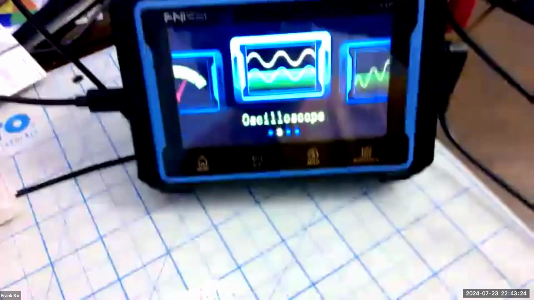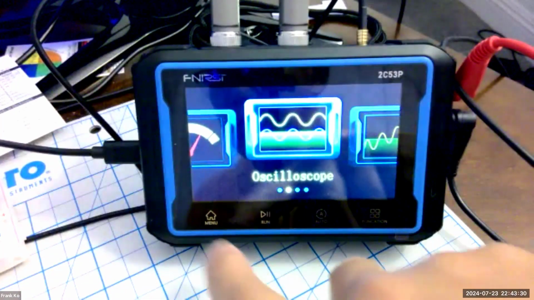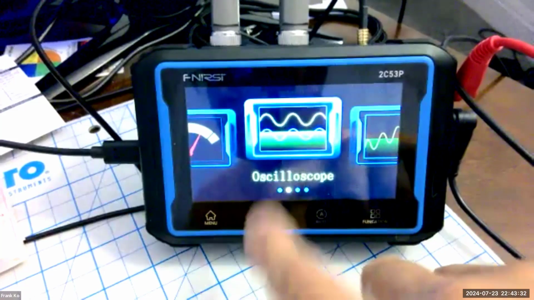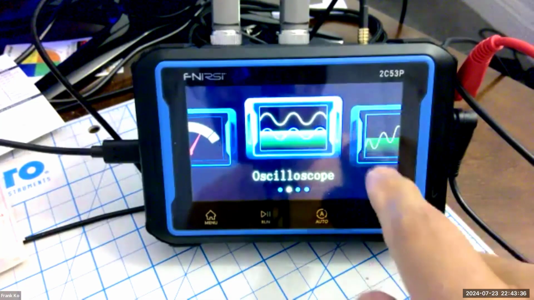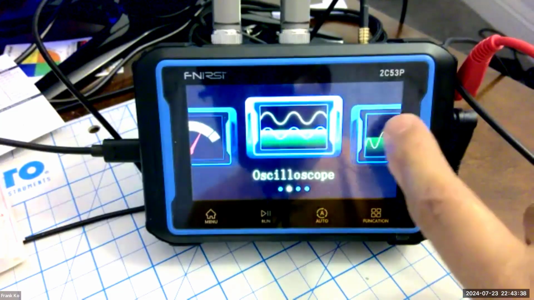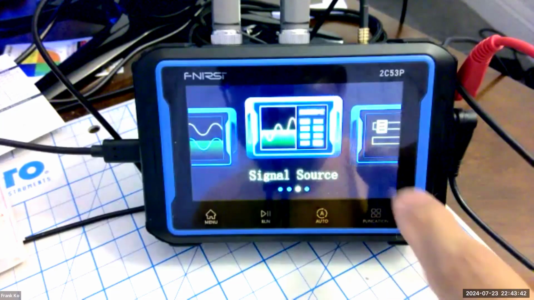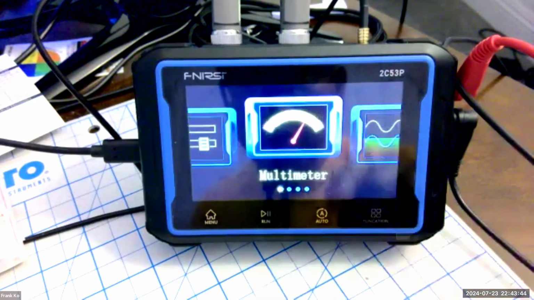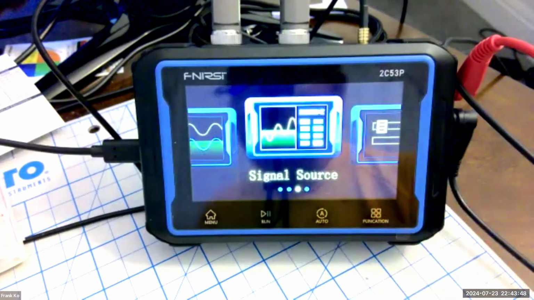So right here, let me show you this. Here's the oscilloscope. Let's do this. Go to home, and on the home, I can select oscilloscope. I can tap this. Tap. There we go. Oops, too far. I've got a signal source function. I've got my settings. I've got my digital multimeter. Back to oscilloscope. I want to go to the signal source.